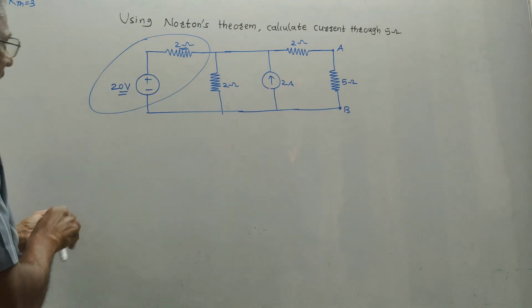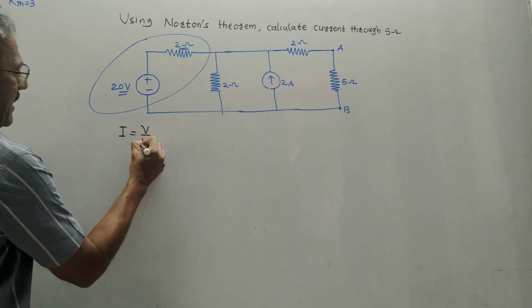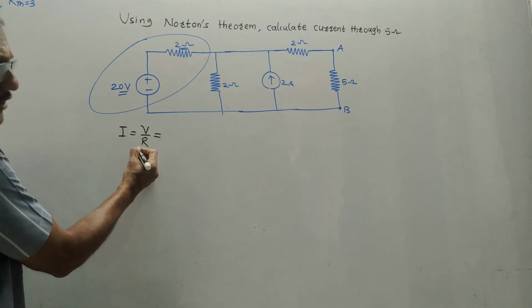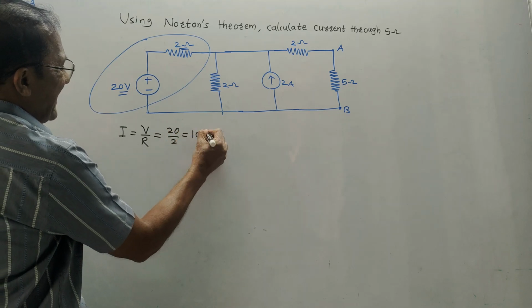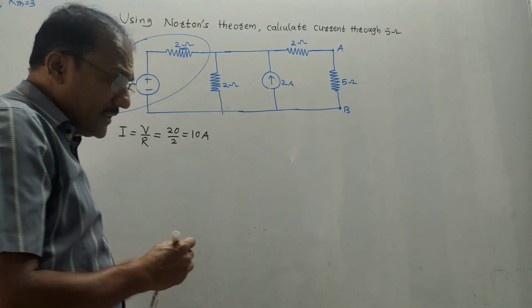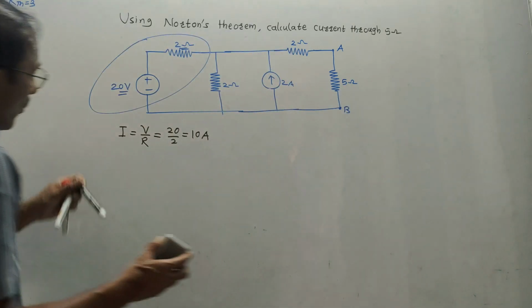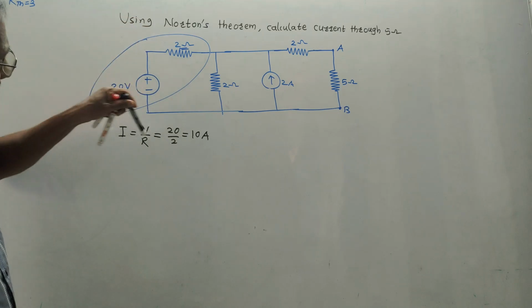Now again recall the basic of Ohm's law. We have I is equals to V by R. So if I want to calculate value of current, it becomes 20 upon 2, that is 10 ampere. After doing this calculation, how to draw the resultant diagram? Very simple. What I did, I have converted 20 volt and 2 ohm into current source.